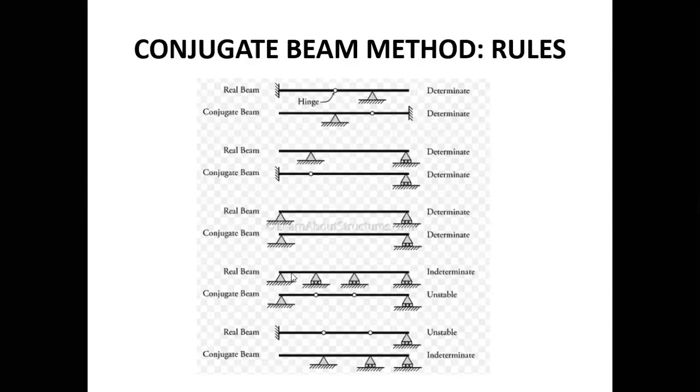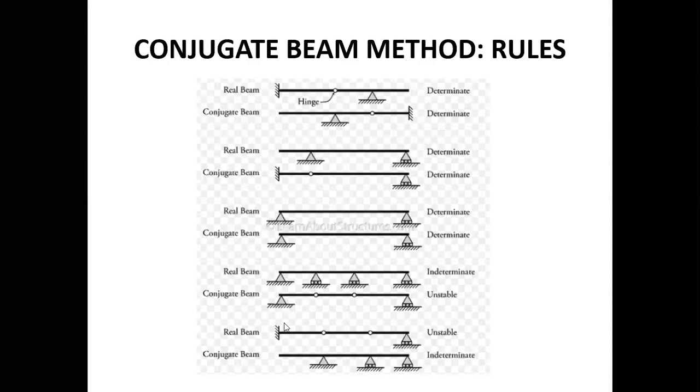Another case: here this is a hinge support, it will remain hinge. This is an intermediate support, it will convert into an internal hinge. Again, this is an intermediate support, this will be converted to an internal hinge. This is again a roller support, this will be the same as a roller support.